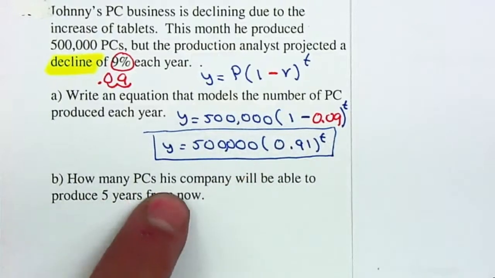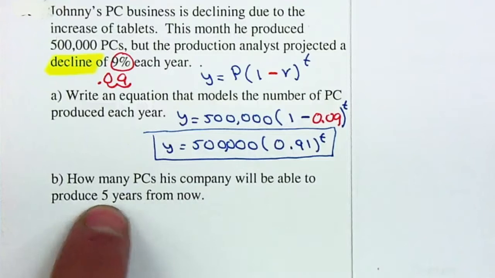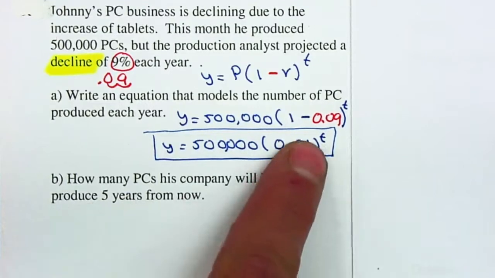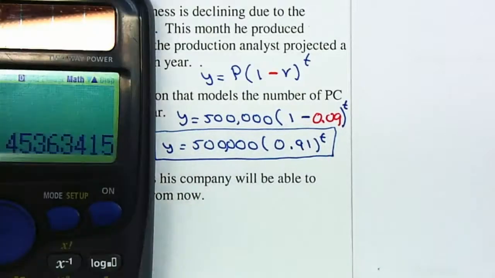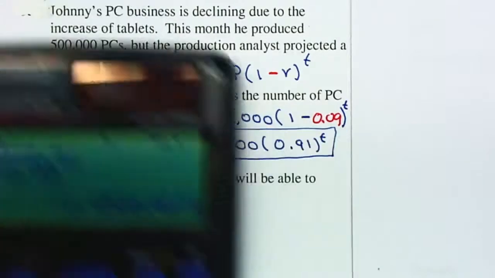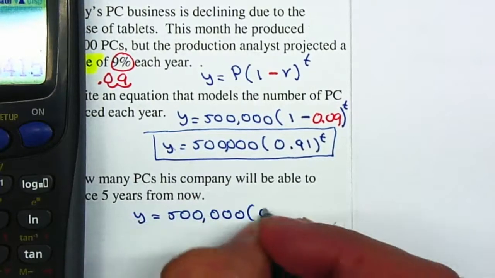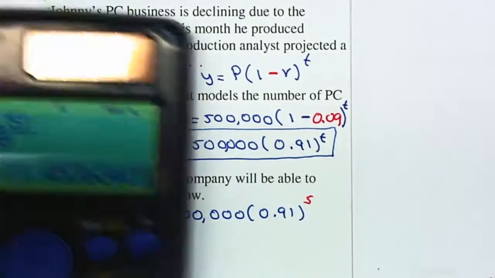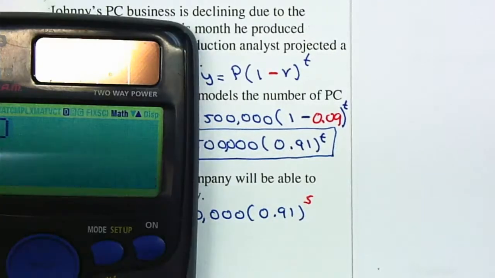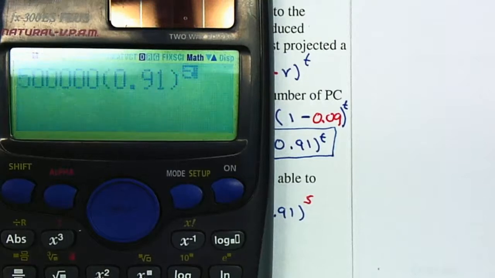Letter B, how many pieces will this company be able to produce 5 years from now? So therefore, we're going to plug in the 5 instead of the t for years. And we can just do it on the calculator, but let's write it down. y is equal to 500,000 times 0.91 to the power of 5. So 500,000 multiplied by 0.91 to the power of 5.